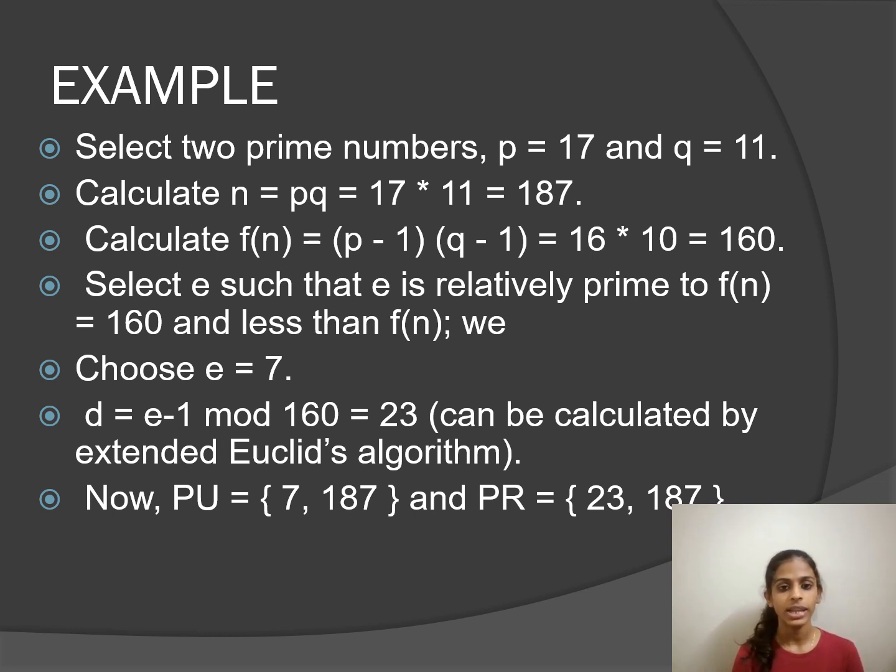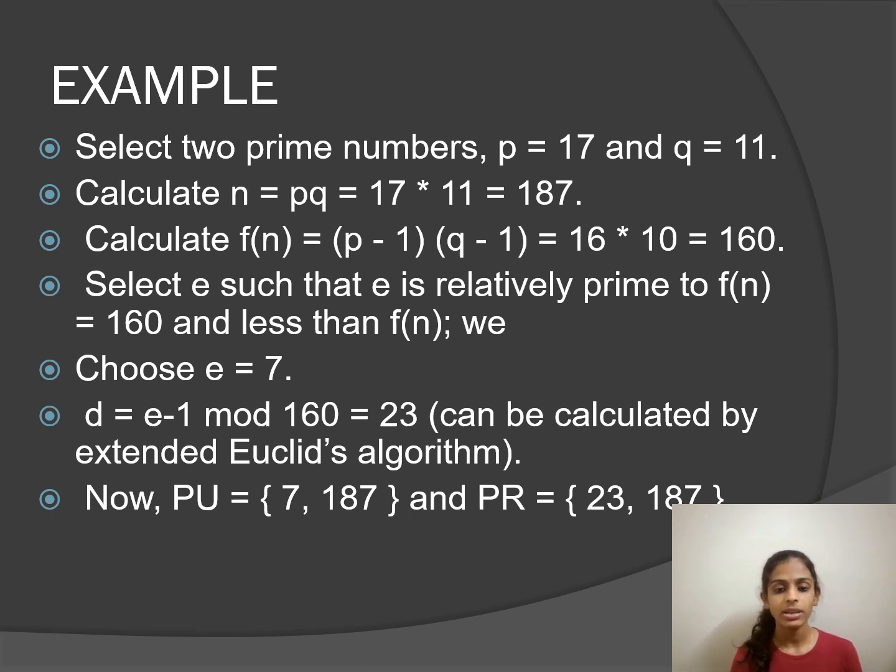So starting with selecting two large prime numbers. Let's take p is equal to 17 and q is equal to 11, where p is not equal to q. Next step is calculate n is equal to p times q. So let us calculate p into q, 17 into 11 gives us 187. The next step is let's calculate phi of n, that is equal to (p minus 1) into (q minus 1). So 17 minus 1 is 16 and q minus 1, that is 11 minus 1 is 10. So 16 into 10 we get the value as 160.